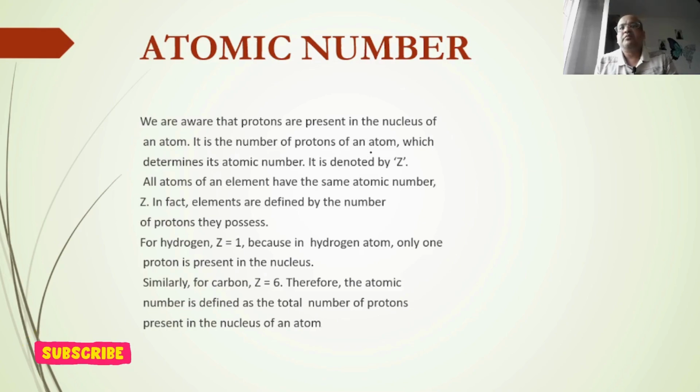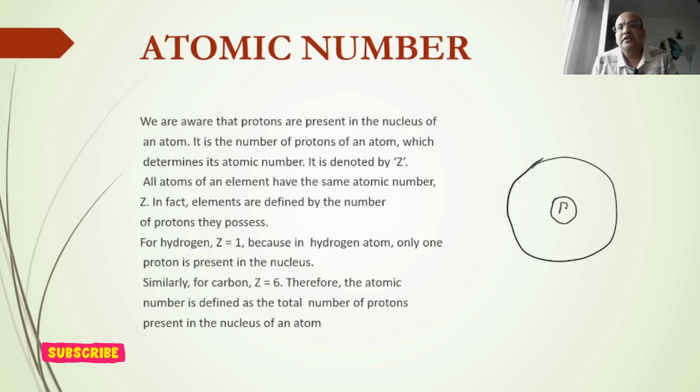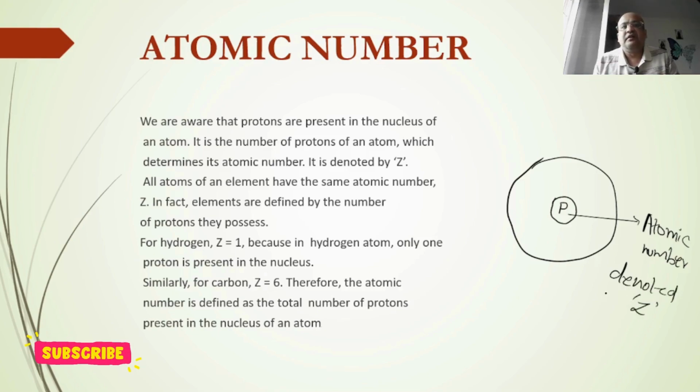We are aware that protons are present in the nucleus. If you see inside an atom, you'll see a nucleus and the discrete orbits. So here is the nucleus, and you'll see that there are protons inside, right? It is the number of protons of an atom which determines its atomic number. It is denoted by the letter Z.